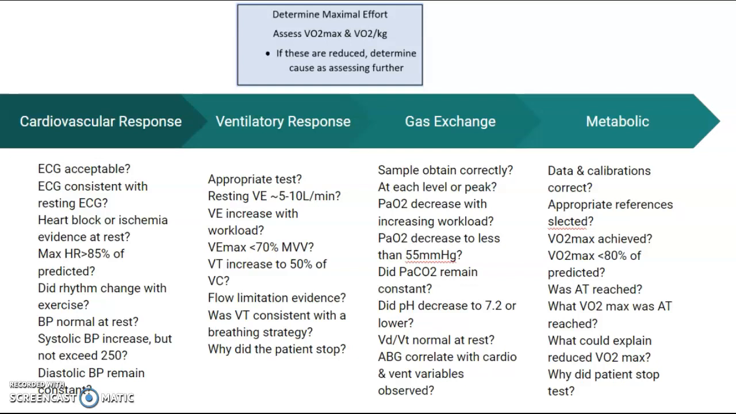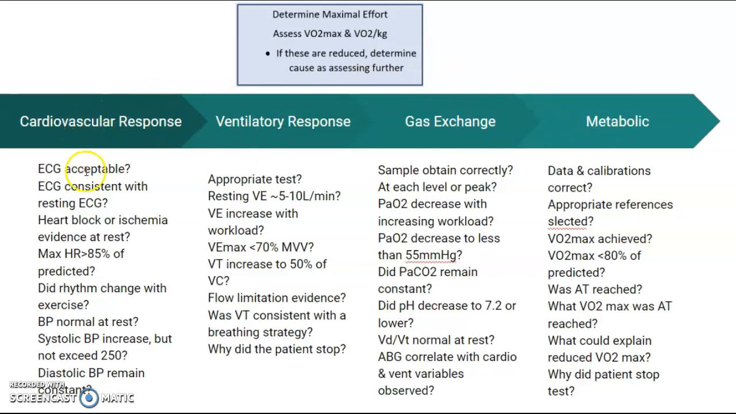But notice the very first steps we do is we determine maximal effort, we assess the VO2 max and the VO2 per kilogram. If those are reduced, then we're going to try to find a reason for that from the different assessments down here below: cardiovascular, a ventilatory problem, a gas exchange problem, or a metabolic problem.